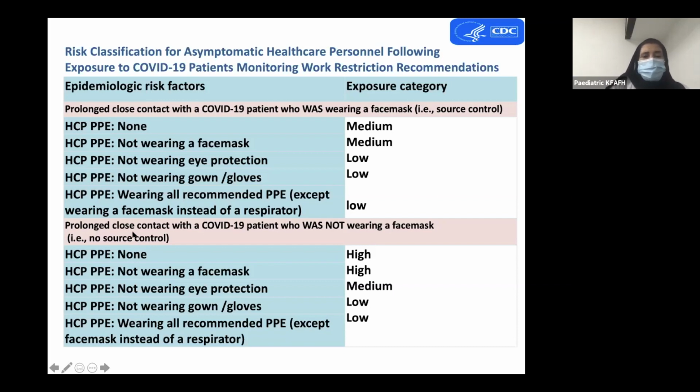So if we take a prolonged close contact, and what is defined as prolonged is 15 minutes, 20 minutes, with a COVID-19 patient who was not wearing a face mask, and the healthcare worker is not wearing the face mask either, then the exposure risk is really high. So please keep your mask on.